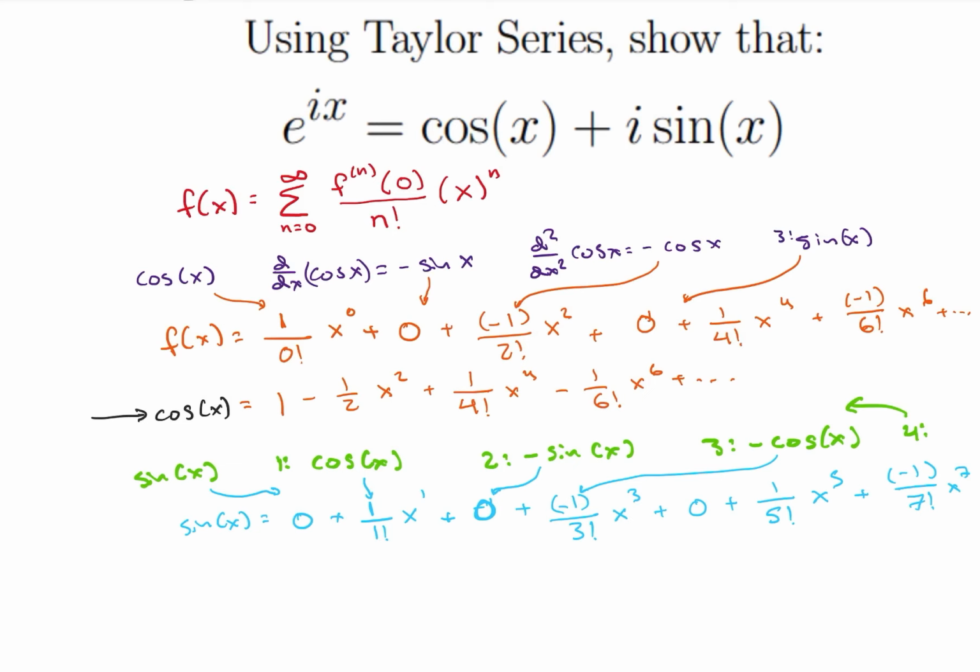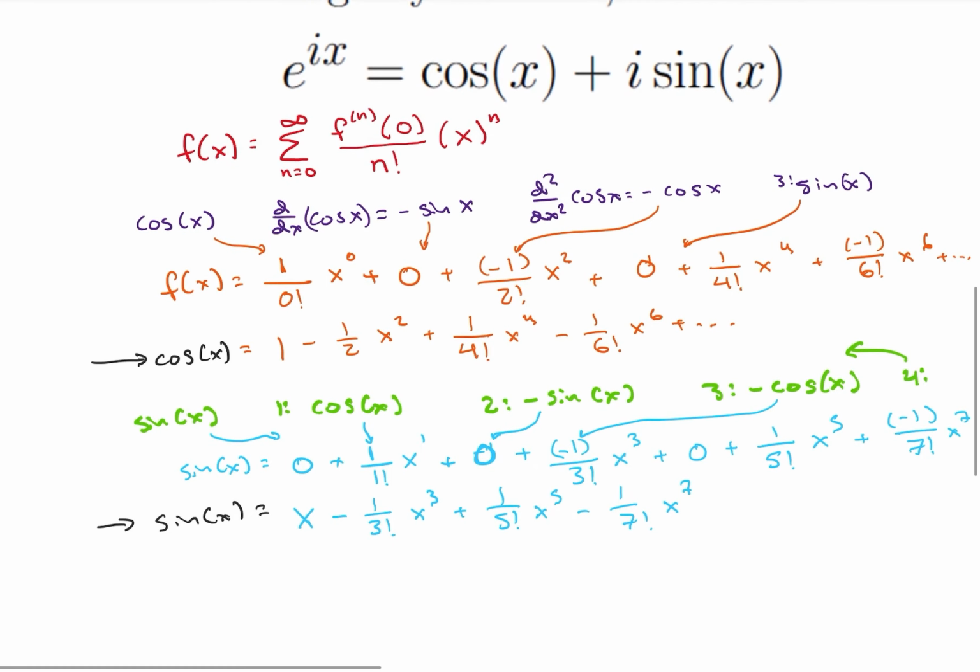So I can rewrite this now, kind of the same way as above: sine of x is equal to 1 times x, so just x, minus 1 over 3 factorial x cubed plus 1 over 5 factorial x to the 5th minus 1 over 7 factorial x to the 7th. Okay, so I have approximations for sine and cosine.